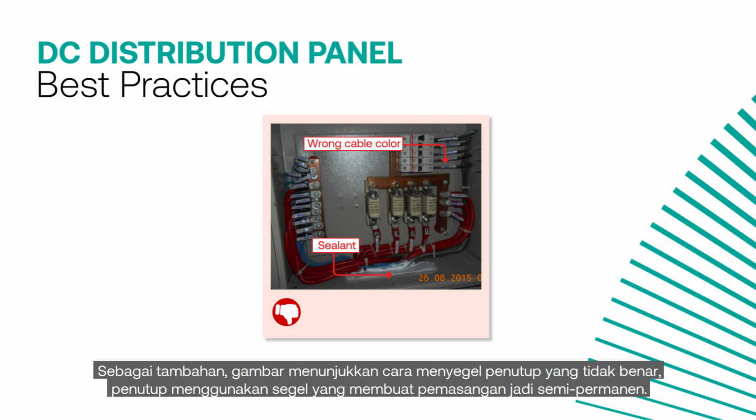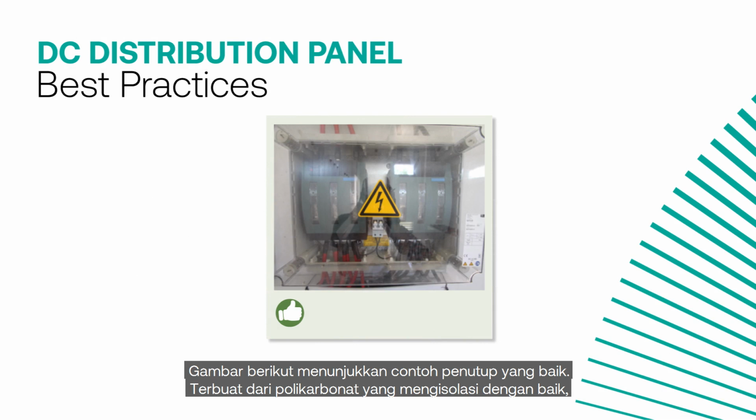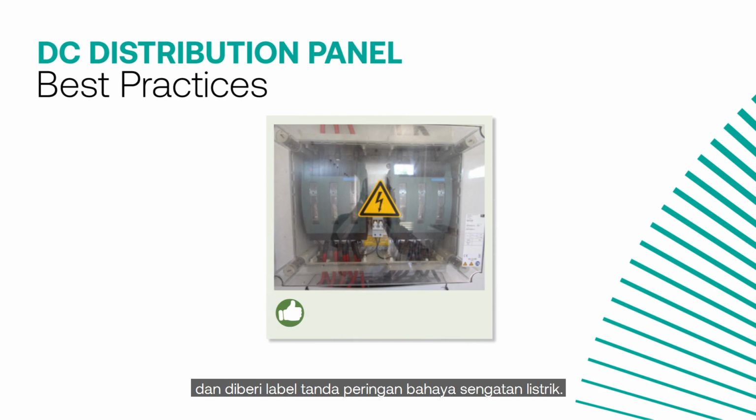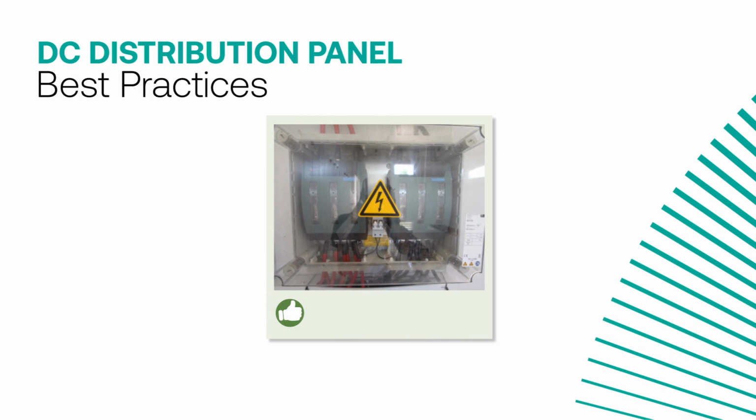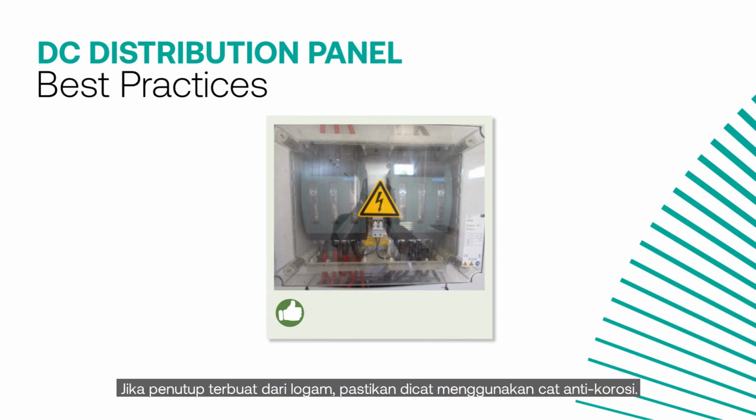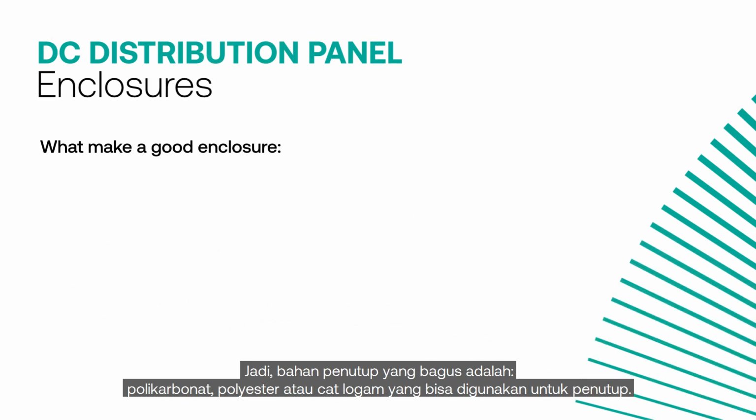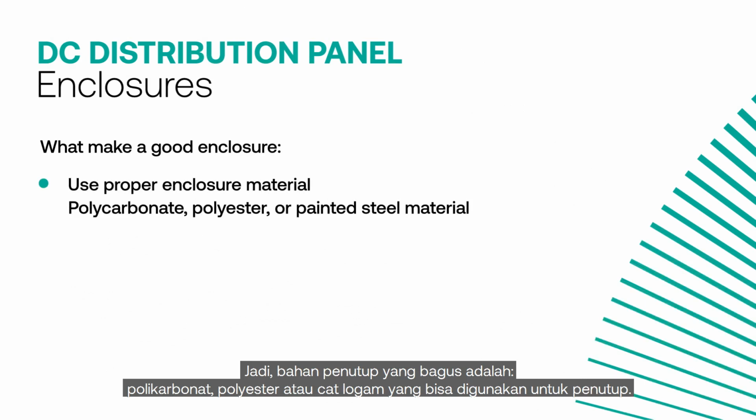the installation semi-permanent. This picture shows a good example of enclosure. It is made from polycarbonate that provides good insulation and is properly labeled with electrical shock hazard. If the enclosure is made from metal, make sure that the panel is painted using anti-corrosive paint. So, what makes a good enclosure: polycarbonate, polyester, or painted steel material can be used for the enclosure.